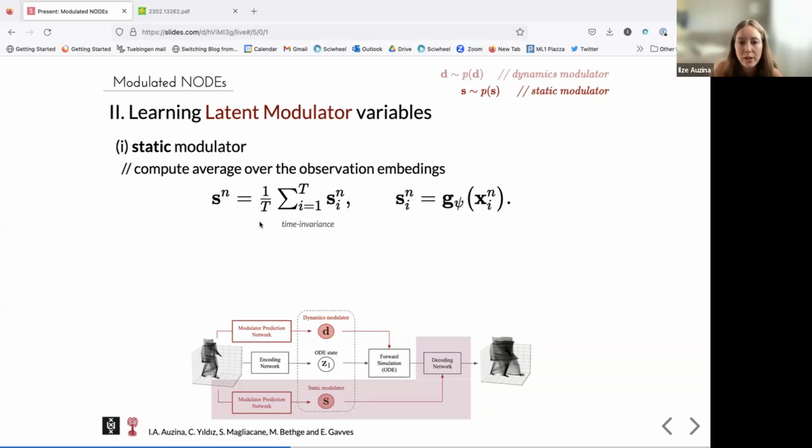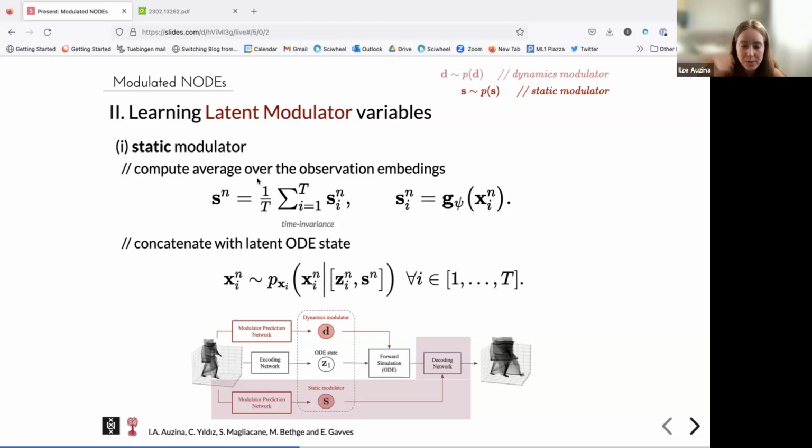But on top of that, we want to obtain time invariance. One really simple way to obtain this is to simply average over the time points. As such, for all time points, we obtain this latent static modulator variable for this specific trajectory. Now, how do we use it once we have computed it? We pass it to the decoding network depicted here, where we concatenate it with a latent ODE state that's been produced by the solver, and then map it back to the data space.